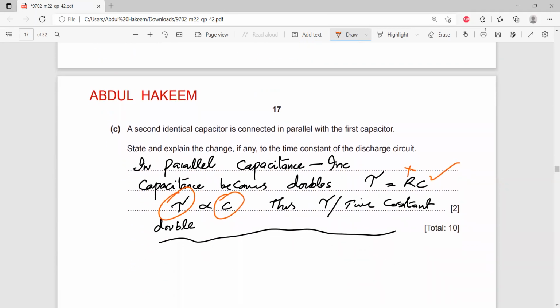Thus the time constant will increase and become double. The resistance is constant, so the time constant is directly proportional to C. Due to the parallel combination, the capacitance becomes double, so the discharge time constant becomes double. So this is the question.